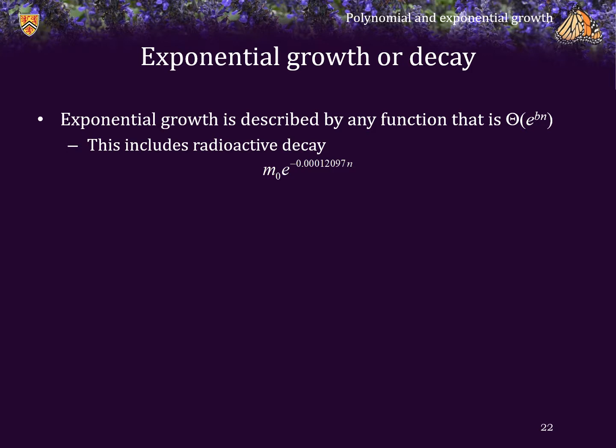This is the expression that gives the amount of carbon-14 that remains after n years. So at time t equals 0 years, there is m naught carbon-14. If you want to know how much carbon-14 will be there after 1,000 years, you plug in n equal to 1,000 and you calculate the result.